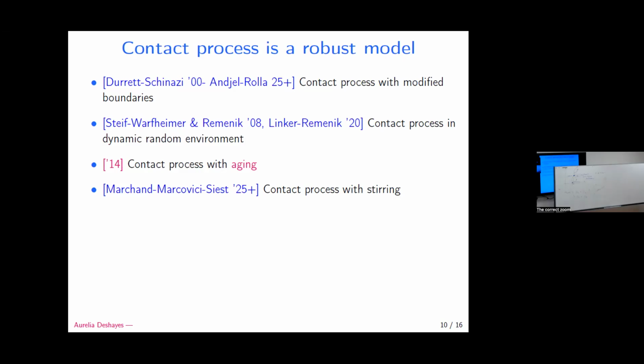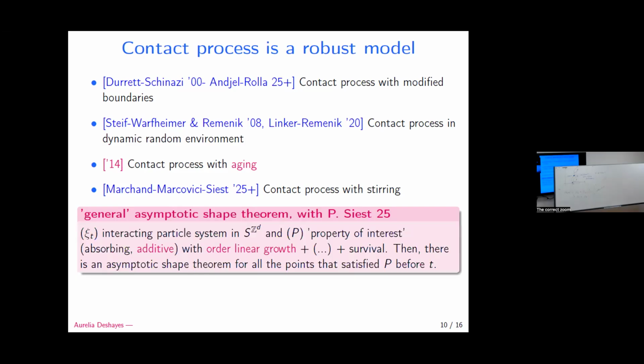At some point during my PhD, I was very naive and confident, and I wanted to prove a shape theorem for all these processes. So I tried, I failed. Ten years later, there is a paper.